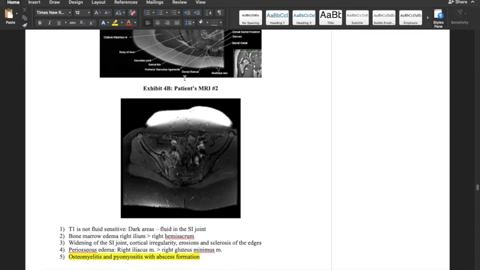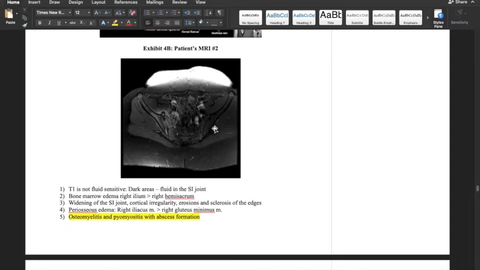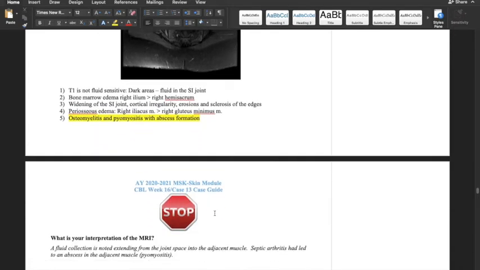So our patient is admitted and gets a second MRI, and we're looking at an axial view here of the pelvis. You can see that there is definitely increased signal over that right SI joint. You can even see some widening there as compared to the left side. That was read as periosseous edema, osteomyelitis, and pyomyositis with abscess formation. So very concerning for an infection.